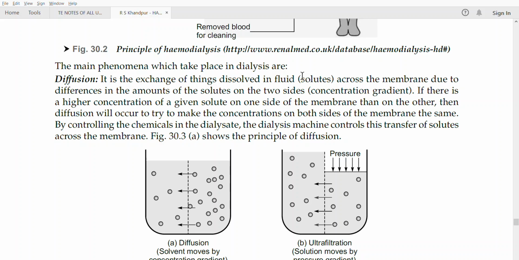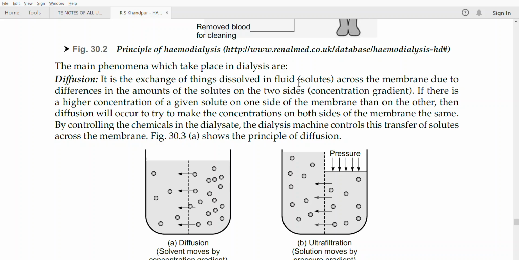To show you the fundamental principles underlying the working of the dialysis membrane. The main phenomena which take place in dialysis, especially in the dialysis membrane, are two things: one is diffusion and the other is ultrafiltration. So what is diffusion? It's the exchange of things dissolved in the fluid.